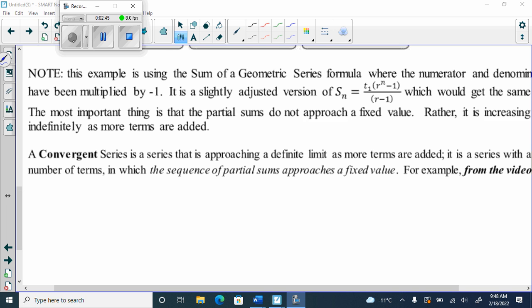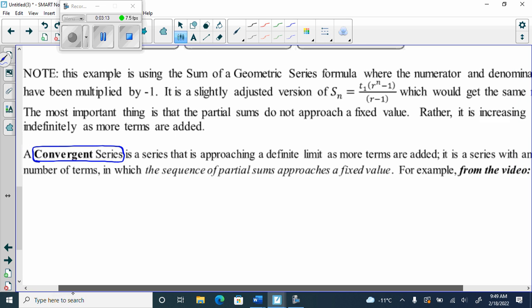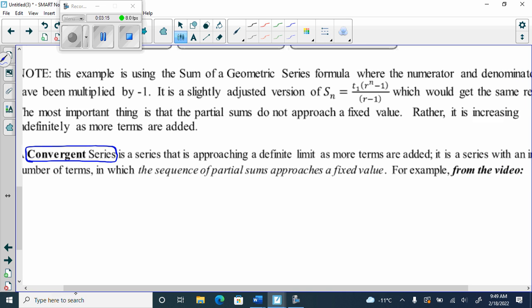Okay, we have a convergent series. That's the other kind. So divergent means the sum will get really large negative, approaching negative infinity, or really large positive, approaching positive infinity. Then there's something called convergent. A convergent series is a series that is approaching a definite limit as more terms are added. It is a series with an infinite number of terms in which the sequence of partial sums approaches a fixed value.